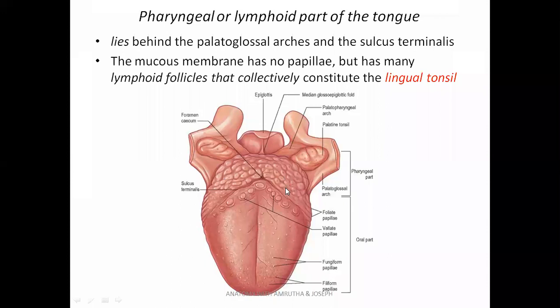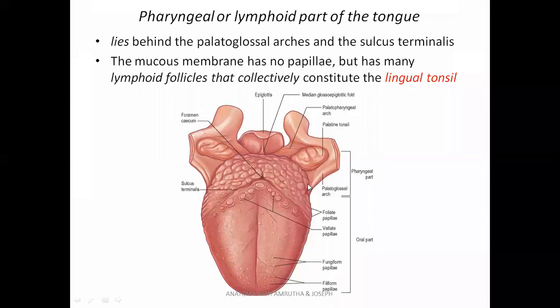The pharyngeal part is the posterior part, which is also called the lymphoid part of the tongue because there are lymphoid collections. Lymphoid follicles can be seen in this area. We call them lingual tonsils, a collection of tonsils here. The lingual tonsil lies behind the palatoglossal arch and the sulcus terminalis. There is an arch seen on either side of the pharyngeal part of the tongue, called the palatoglossal arch, which connects the palate, which is above, to the tongue.